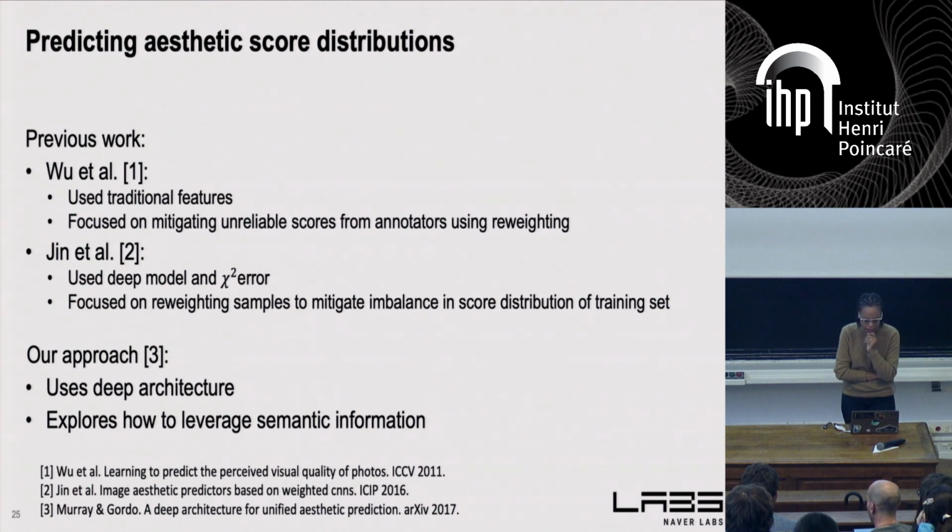Another problem people try to tackle is how to deal with the different types of imbalance and bias that I mentioned in the dataset, right? For example, some people used reweighting schemes to give more weight to rarer examples in the datasets and vice versa. What we tried to focus on was how to actually leverage semantic information while training our model for this prediction task.